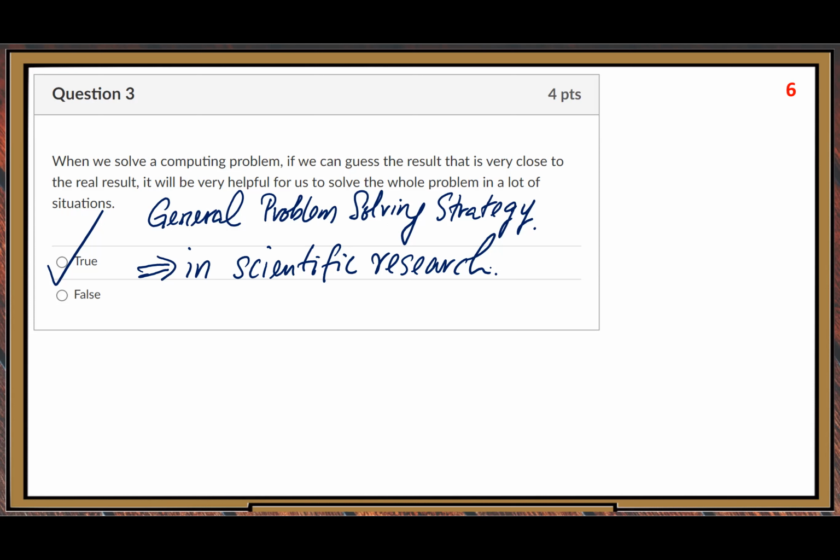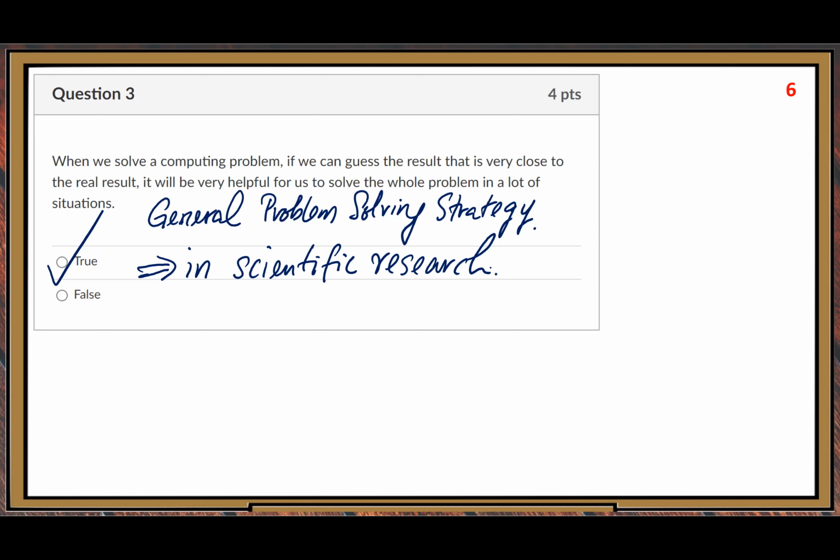And at some point, they need to make a conclusion, or they make a conjecture. They try to guess, after a large number of experiments, why we always have this kind of phenomenon. So they just make a good guess. The guess could be wrong, could be correct. But then they try to verify it. So that's the general problem solving strategy in scientific research.